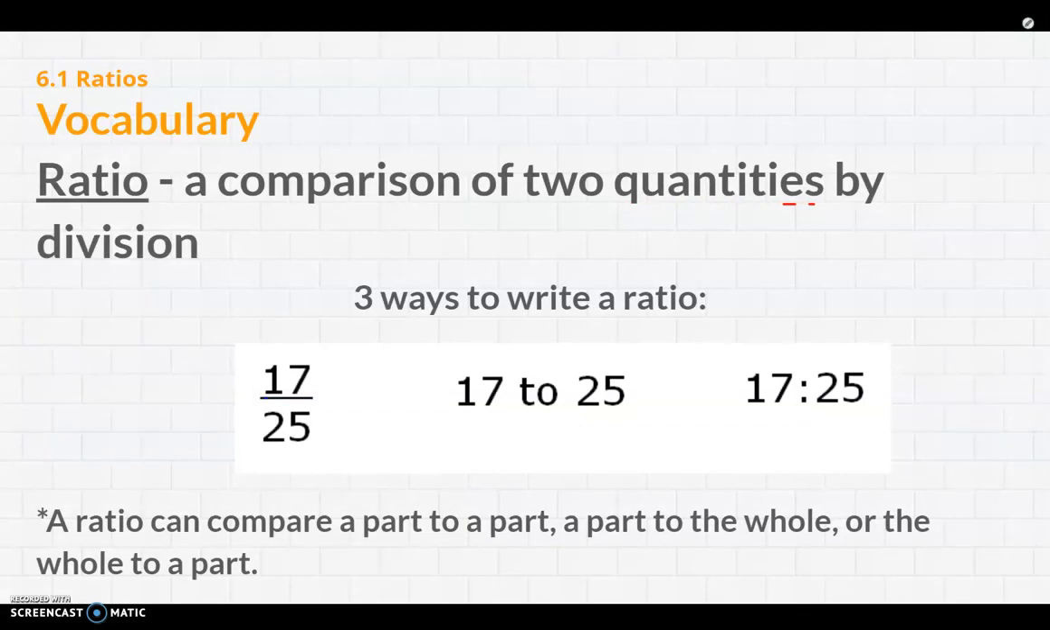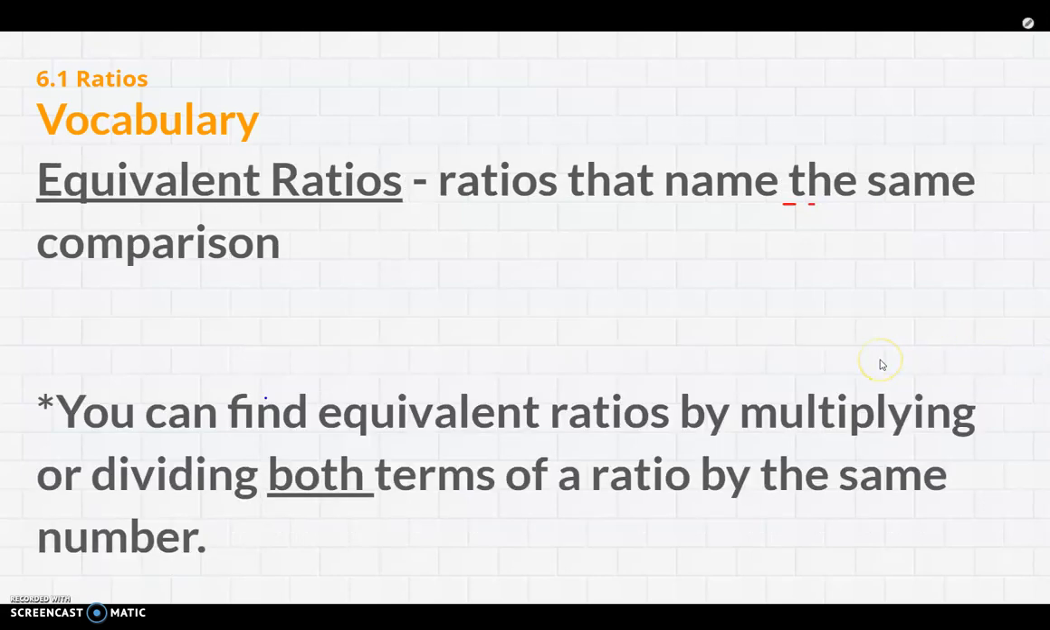And just note that a ratio can compare a part of something to a part of something, a part to the whole, or a whole to a part. Okay, so ratios can represent a lot of different things. Here's some more vocab words, sorry.